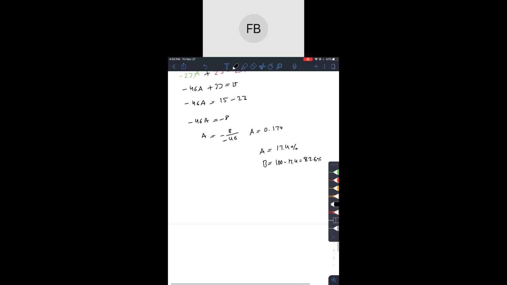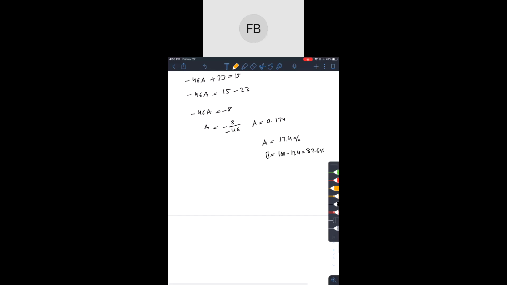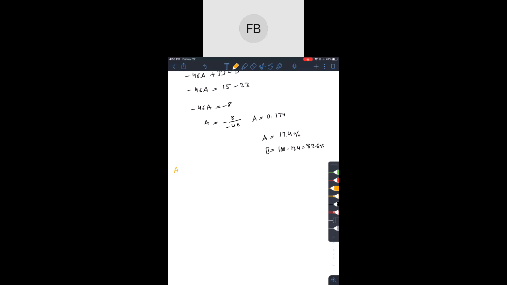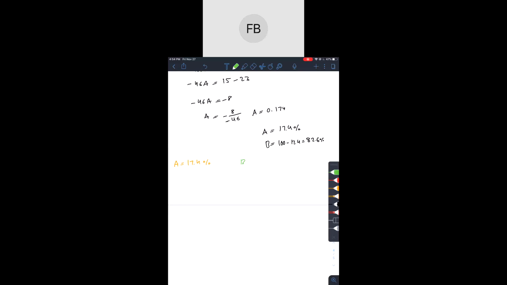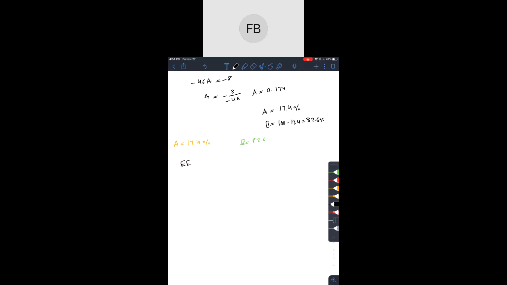But there's another kind of question he can ask, where he can say A equals 17.4. We're just going to use the same numbers to go through this, where he says A equals 17.4, B equals 82.6. What is the enantiomeric excess? So his question is, what's the enantiomeric excess? How do you find enantiomeric excess?